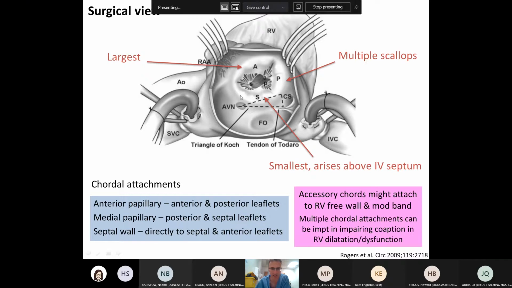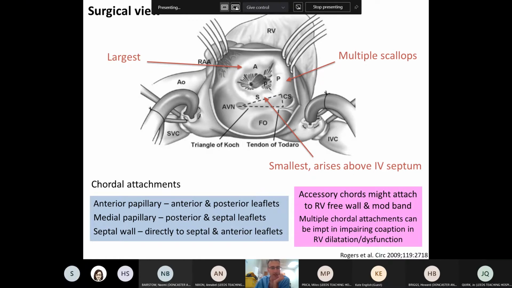You'll see a large anterior leaflet here. This is the largest of the three leaflets. A posterior leaflet here, which has a number of scallops, and then a septal leaflet here. There are a number of chordal attachments. I won't go into the detail. It doesn't really matter what attaches where, but there are obviously a number of chordal attachments to papillary muscles within the right ventricle. But there are also direct attachments to the septal wall rather than through a papillary muscle.